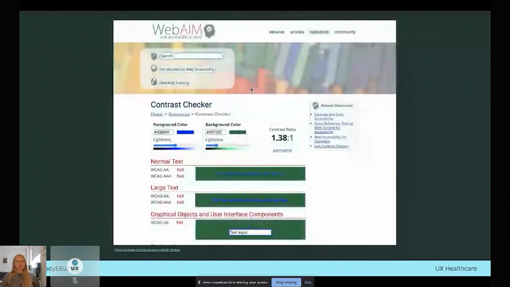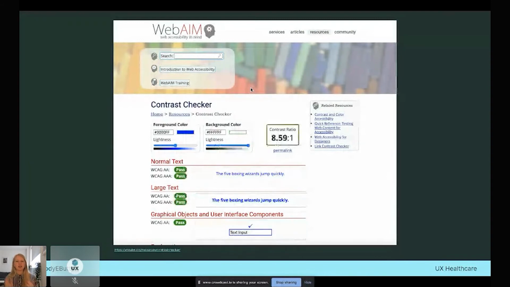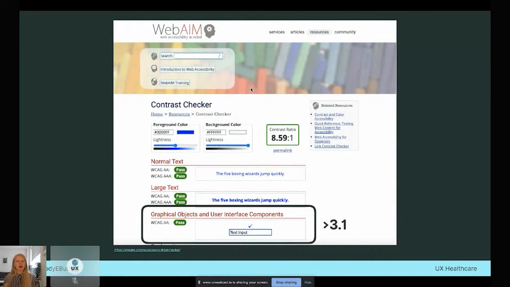Now, a few tools for color contrast. If you're familiar with accessibility, you'll know that for text, you always need to pass a certain contrast ratio to make sure your text is readable. But there's a new guideline with 2.1 that calls out graphical objects specifically. And so now these types of user interface components also need to meet a certain minimum ratio of 3.1.